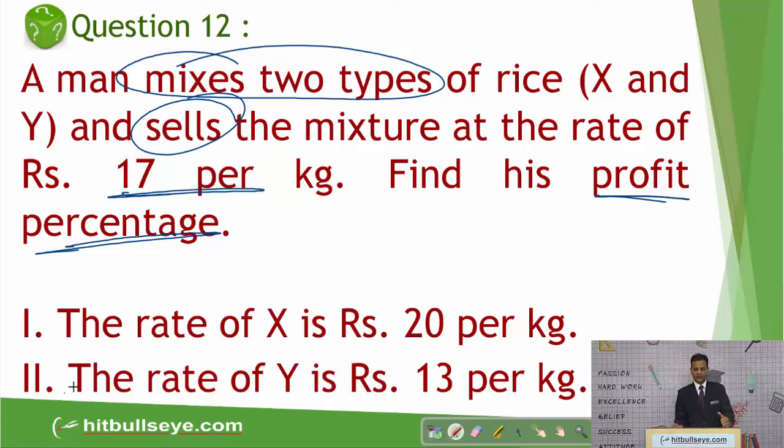Now the second option: the rate of Y is rupees 13 per kg. Again the same, from the first we are not getting it, so we will see the second. In the second, the rate is given, but it is not given in what ratio. So if you merge both statements, again we are not able to find it.